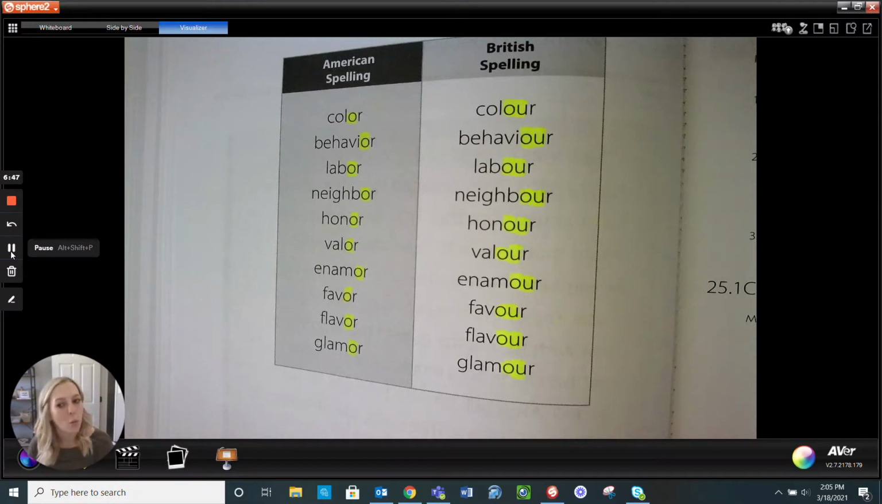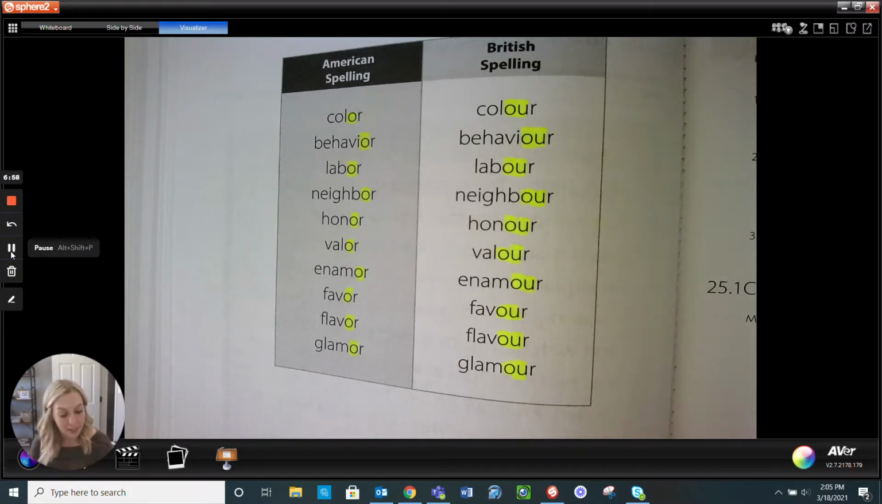Have you heard of Webster's Dictionary? I bet you have. It's really, really popular. A lot of classrooms have it. What had happened just a few years before 1783?